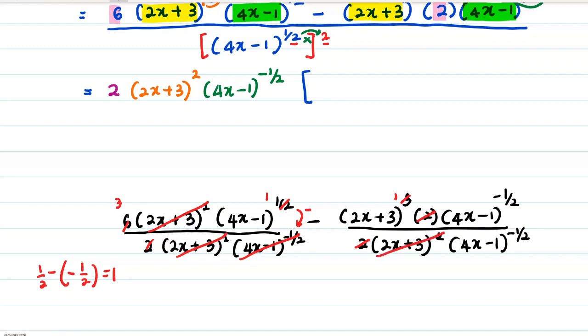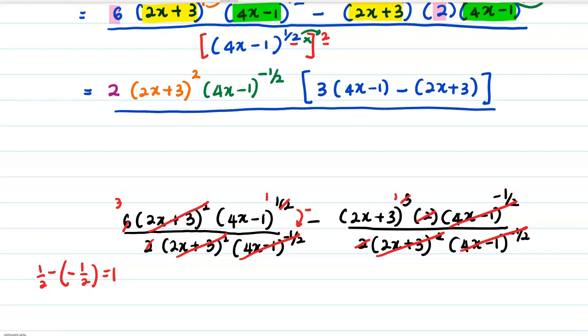So yang ini habis. Okay, so the remaining function here is 3, 4x minus 1 minus, so we have here 2x plus 3. Habislah. So divided by, so yang bawah kita dah selesaikan, kita akan dapat 4x minus 1. Kuasa 1 je lah, power 1. So tak payah tulis power 1. Bracket nak bubuh boleh, tak nak bubuh pun tak apa.